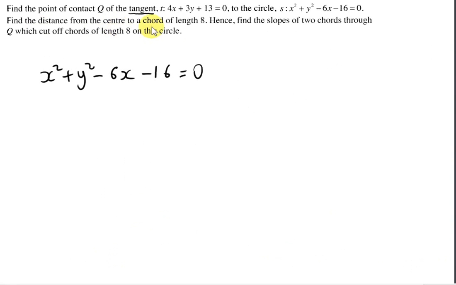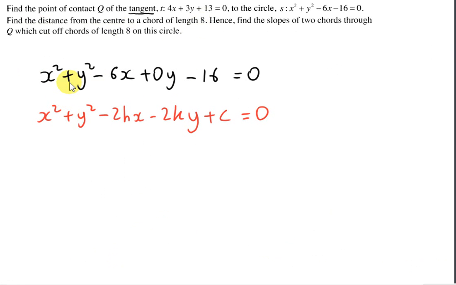Find the distance from the centre to a chord of length 8. So how do we get the centre of this circle? Well, we compare the circle to the general form of a circle. This is the expanded form now. As we've seen before, h is got by halving the coefficient of x and changing the sign. So we put minus 2h equal to minus 6, and we solve that to get h equals plus 3. Minus 2k equals 0, so k must equal 0. So the centre has coordinates 3, 0.